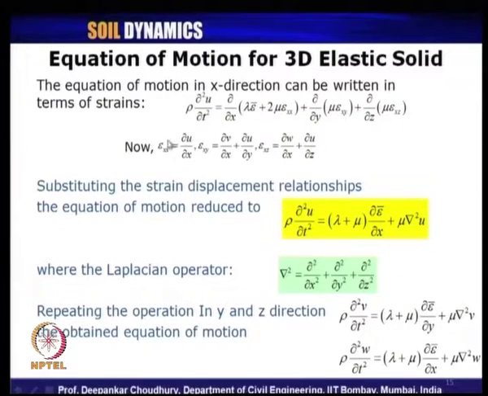Now, the normal strain and shear strain can be expressed in these forms that we know. The normal strain in the x direction is nothing but del u by del x, whereas the shear strain epsilon x y can be written as del v by del x plus del u by del y, that is, the partial differential of the corresponding displacement with respect to the other axis.